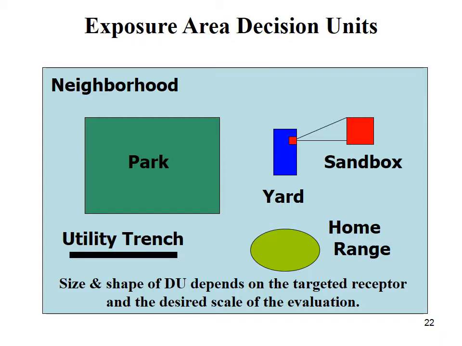For ecological risk assessment, your decision unit may very well be the home range of a certain bird or reptile or other critter, and your final analysis will be based on your ecological risk based on the home range of that animal. As you can see, the sizes and shapes can vary significantly and are site-specific.